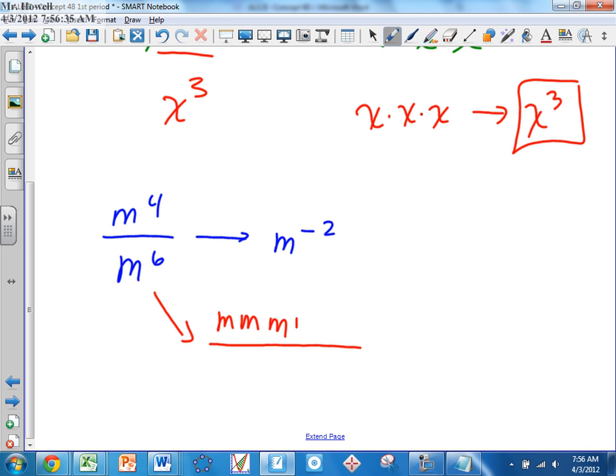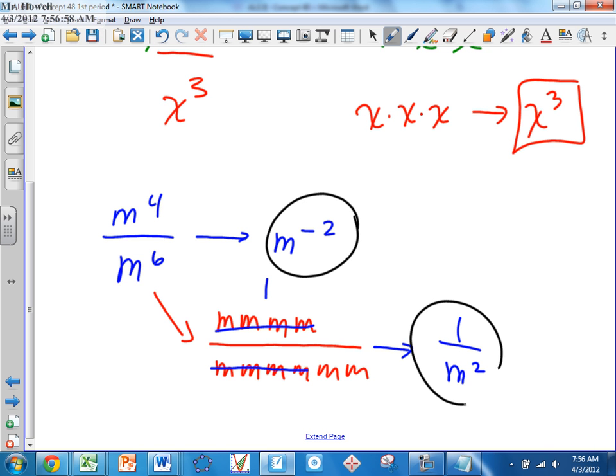Good. Just put 4 m's up top and 6 m's down below. 4 cancel with 4, don't they? Now, when you cancel things, what's really left behind? A 1. So this becomes 1 over, and are there 2 m's there? Which is 1 over m squared. This is our next rule, and that's where it comes from. Whenever you see a negative exponent, you make it 1 over the positive exponent. So if it was m to the negative 7, it's 1 over m to the positive 7.